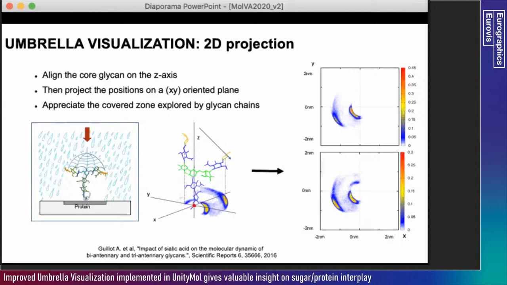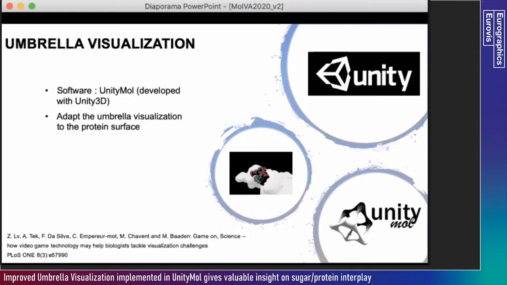In the study mentioned on this slide, umbrella visualization was used in order to characterize isolated glycan chains and their intrinsic properties. If we want to apply the methodology to more realistic systems such as glycosylated proteins, we have to consider both protein topology and the whole glycan chain. The best way to do this is to implement the umbrella visualization in existing visualization software.